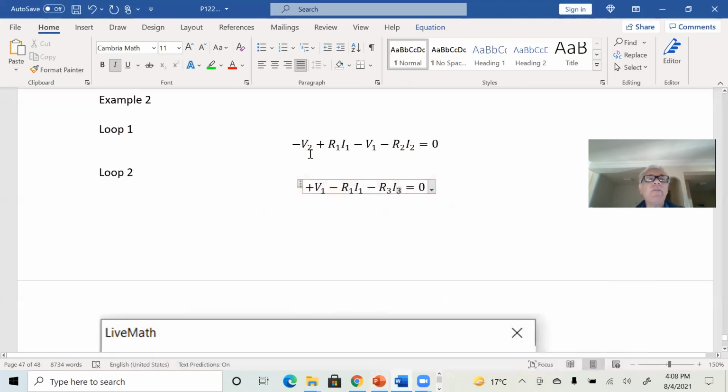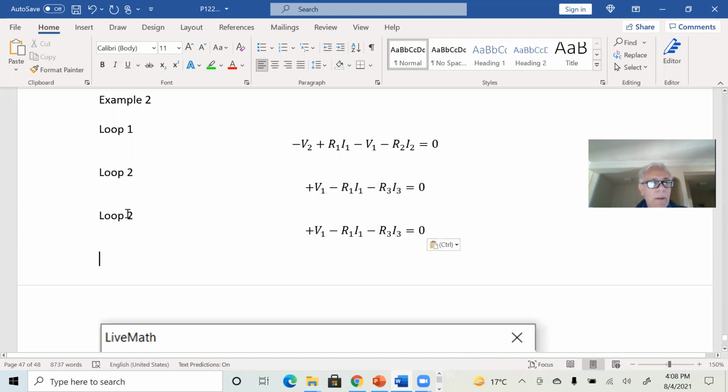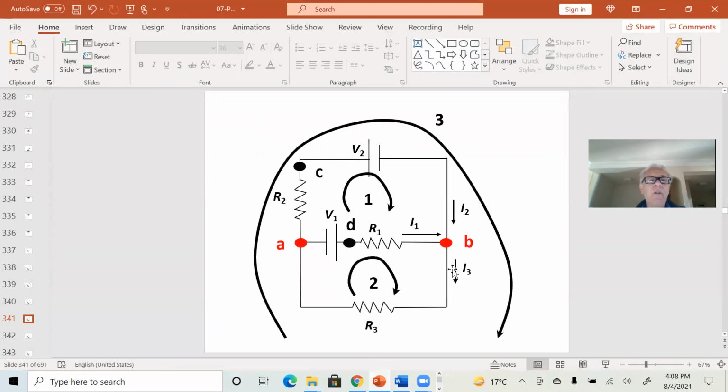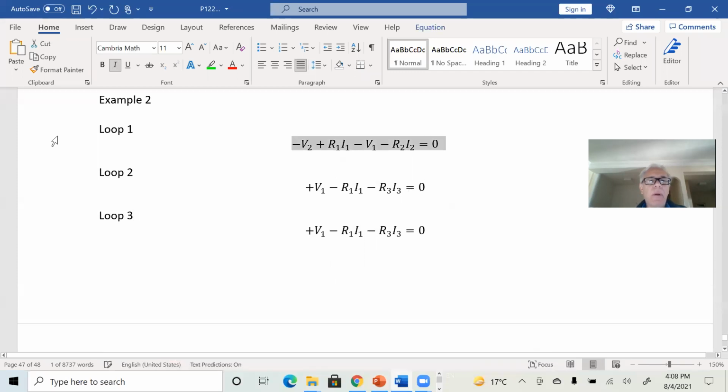Notice that so far we have 2 equations, but we have 3 unknowns, I1, I2, and I3. Let's do loop 3, and then I'm going to tell you a little secret. In reality, you don't need loop 3, but we're going to do it anyway, just for practice. Loop 3 is clockwise, so we are going to lose electric potential along V2. I'm going to copy this one here.